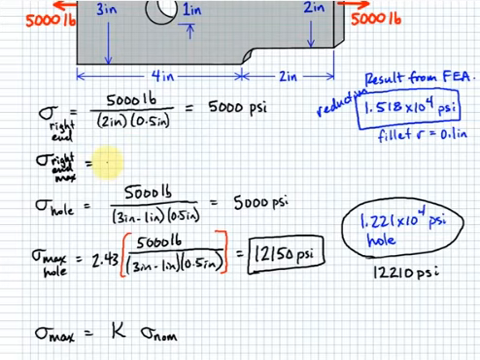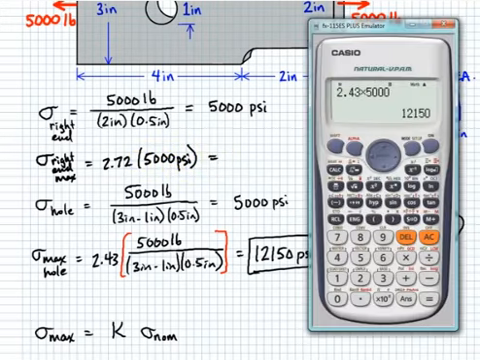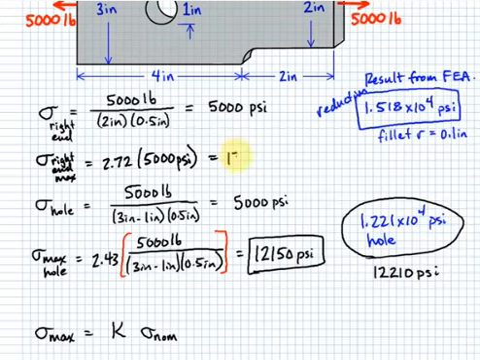That will be that K, 2.72 times 5,000 psi. So what does that give us? $13,600. Okay, we wound up a little bit further off on that one, right?